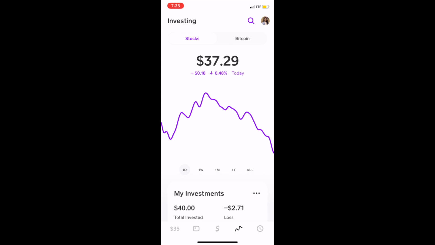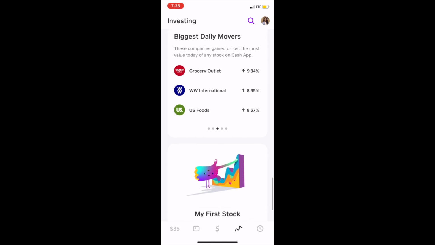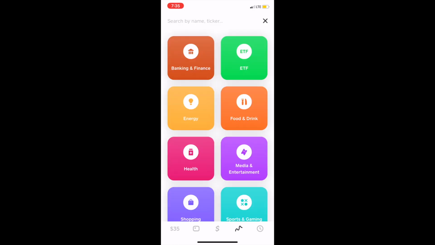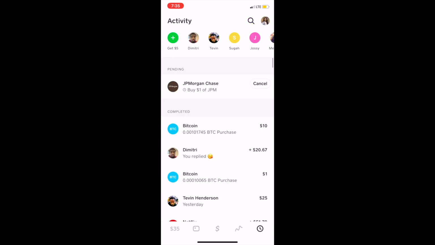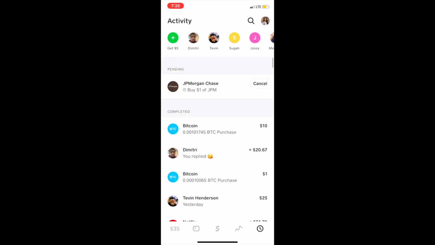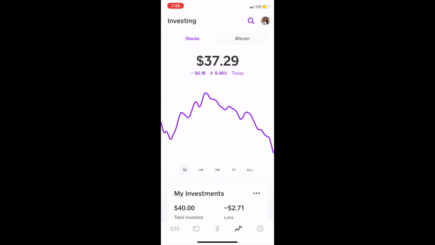But yeah, that summarizes the run through of how to invest using Cash App and all the tools that they have available for you. If you want to search for a particular one, you can search by the name or ticker, and then you'll also see the different sections here. If you're looking for what you have purchased or what's pending, then you will go to your activity page. So here I have $1 worth of stock scheduled for 9:30 a.m. in the morning. Here's when I bought the $10 of Bitcoin. I did that at 7:31. And yeah, you're good to go.